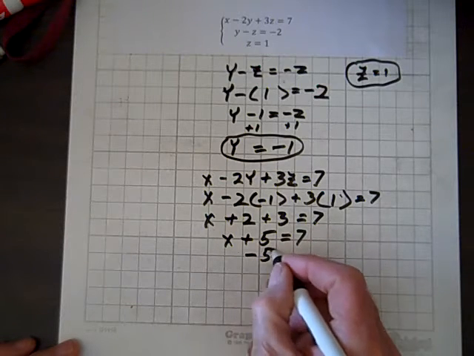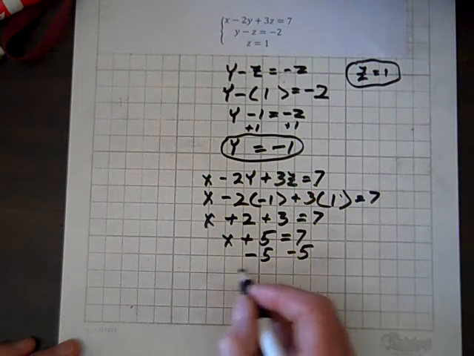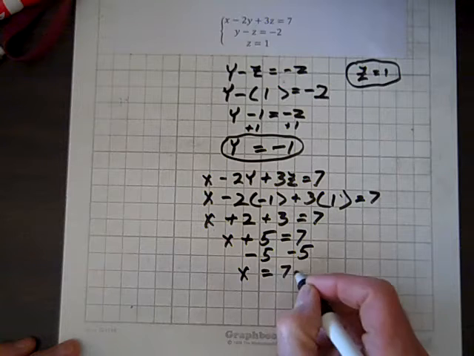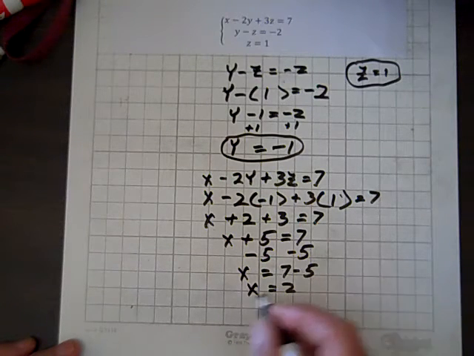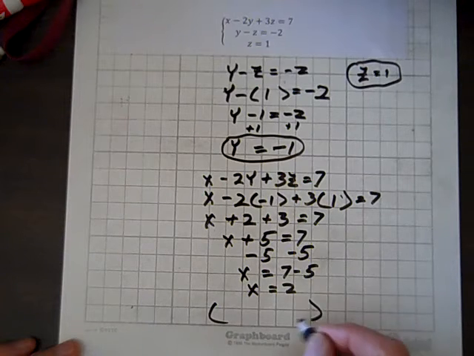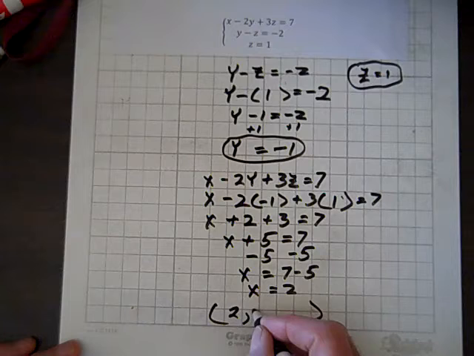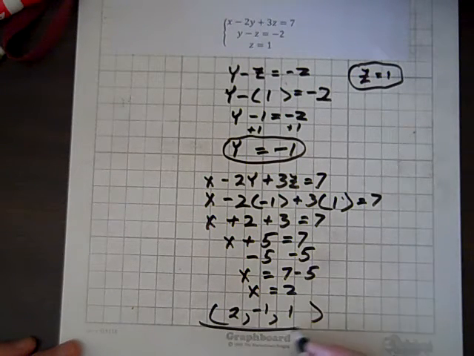So now we'll subtract 5. We'll add opposites, in other words. We want to isolate x. So x equals 7 minus 5, or x equals 2. And our solution set is x is 2, y is -1, and z is 1. And there we have it.